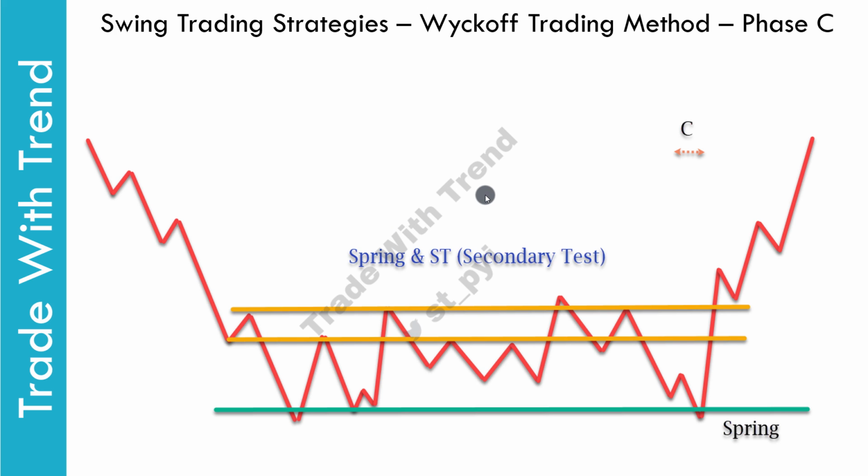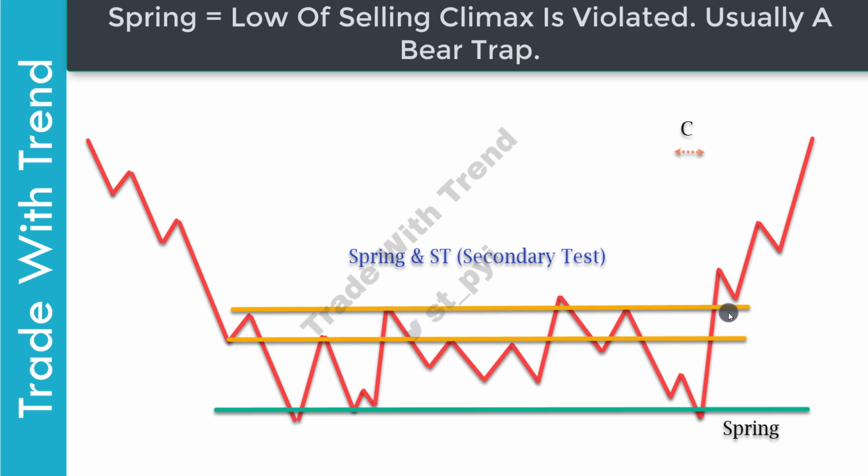So let us now take a look at phase C. Now in this phase, we usually get what is categorized as a spring. This is when price violates the low formed during the selling climax and then propels higher towards the resistance region of the range. This phase is also when price retests the resistance level formed during preliminary support and automatic rally.